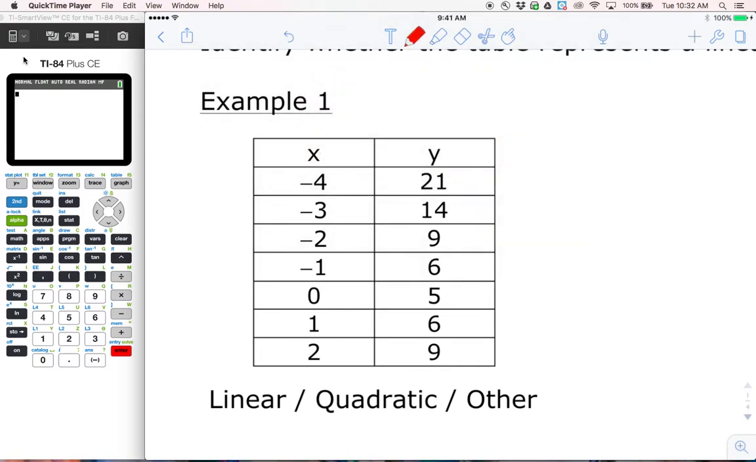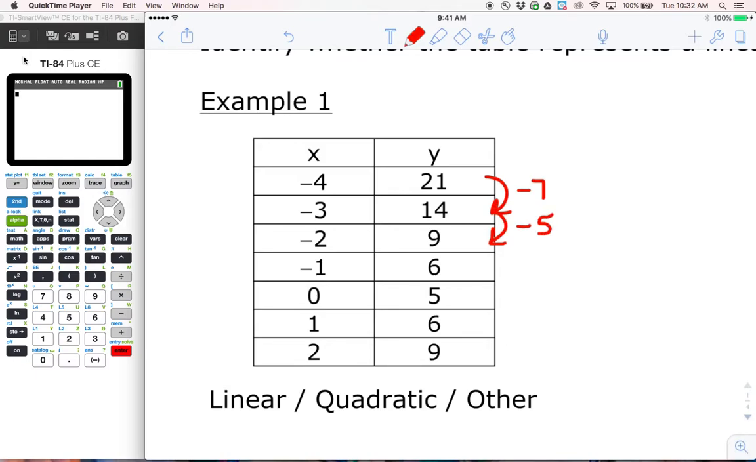Before we get started, please notice the x values are going up by 1 every single time, which means I don't really need to look at y over x because the x's are all going up by 1. So I'm really just going to concentrate on the y's because of the numbers in these tables. So let's look. If I get from 21 to 14, that means I went down 7. 14 to 9 means I went down 5.